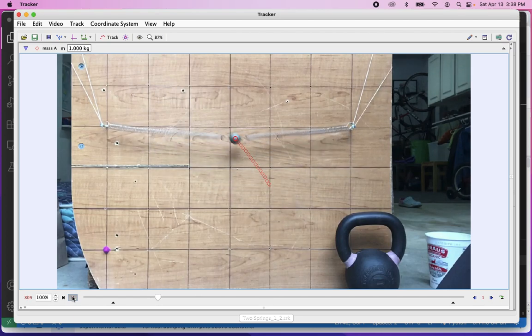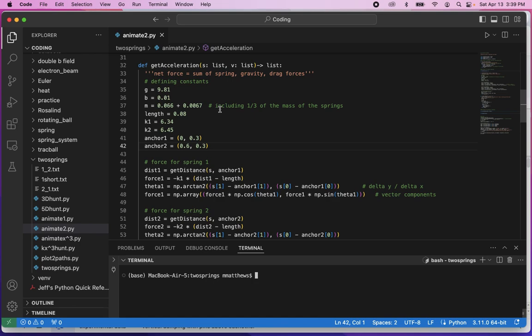You can see that the springs are wobbling around a little bit. The mass is kind of anchored, and the mass is wobbling a bit, so it's not going to be a perfect simulation. But let's take a look. Here I wrote it in Python. Actually, I wrote it in Excel first. I'll show you that in a little bit.